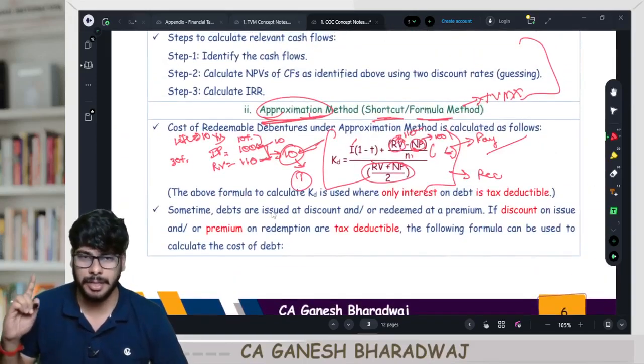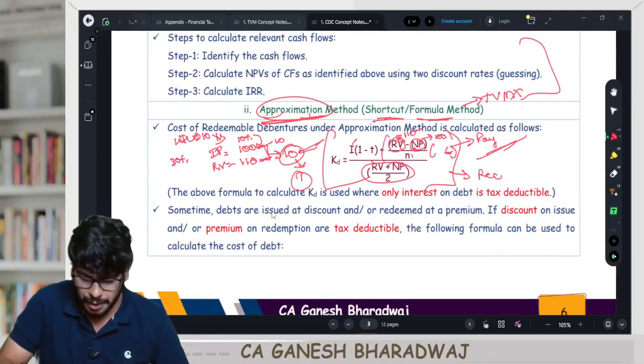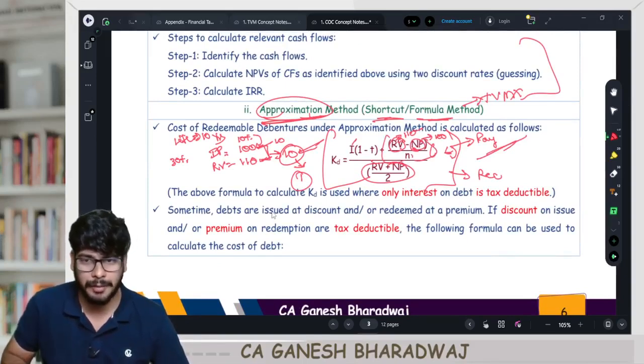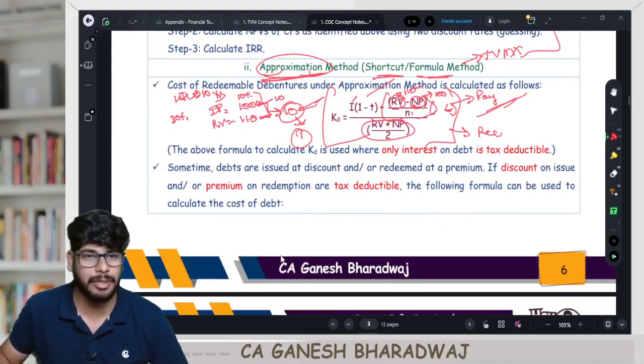Are you clear with this? Whatever, in all the sums that we did, we only use this formula. Did we assume that the difference between the two is also tax deductible? No, we didn't assume that. We assumed only this is tax deductible. Are you following this, guys?